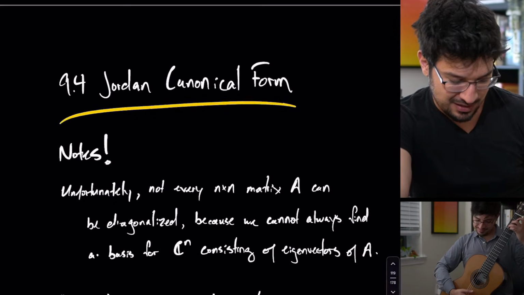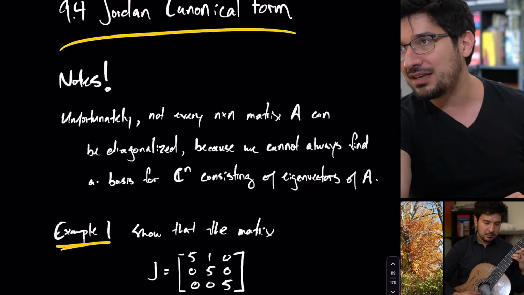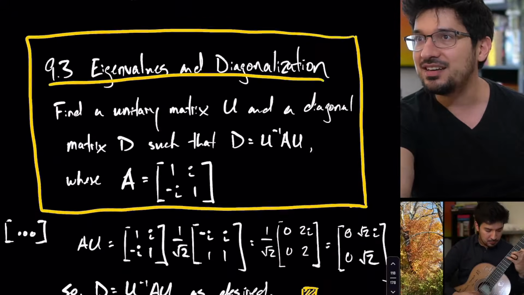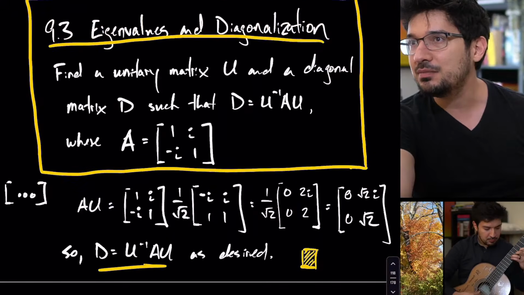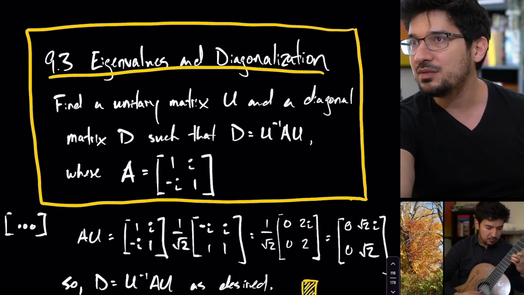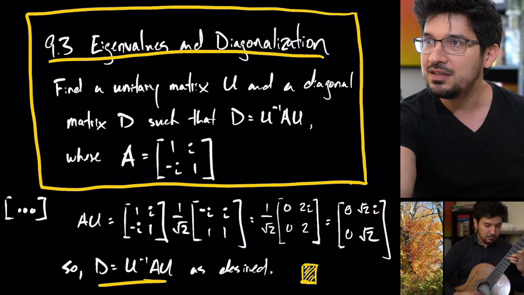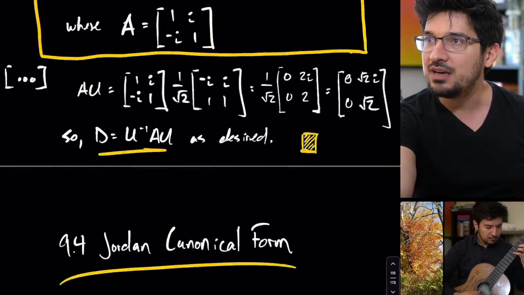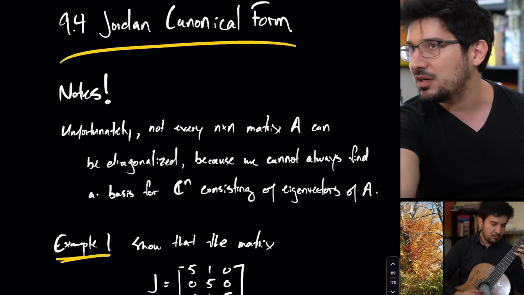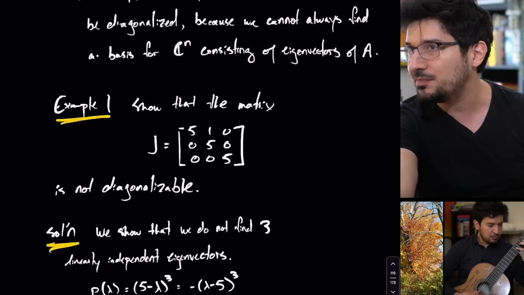We are working on complex scalars today. We worked a problem where we found a unitary matrix. We're doing spectral theorem sort of stuff, and we found a diagonalization, and now we're learning about Jordan canonical form.